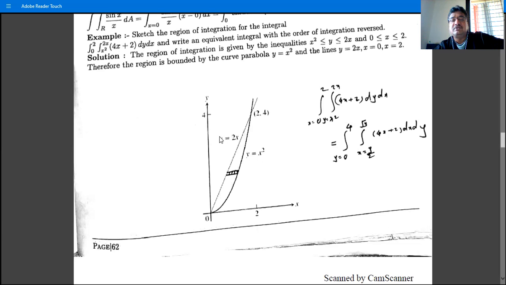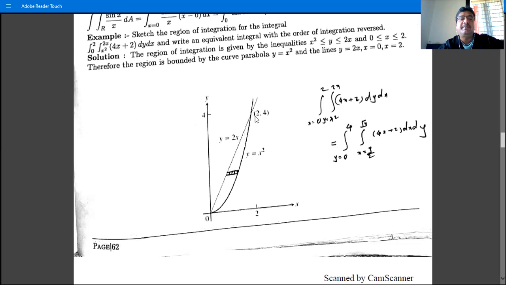Or how can we draw the line y is equal to 2x? Take any two points on this line. If we substitute x is 0, then y is 0. Obviously, this line passes through 0, 0. And if x is 1, then y is 2. If x is 2, then y is 4.